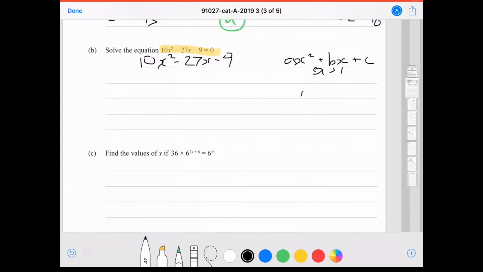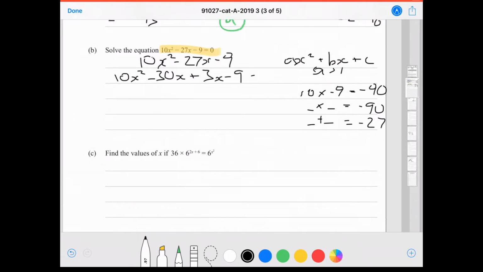First thing I do is a times c, so basically 10 times negative 9. And this gives us negative 90. And so we're looking for two numbers that multiply to negative 90 and add to minus 27. And this is positive 3 and minus 30. So now we split the b term: 10x squared minus 30x plus 3x minus 9. And this equals 0.